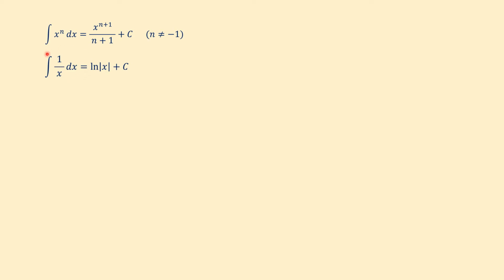Now that we have this formula, we can integrate also x to the negative 1. And integral of x to the negative 1, or 1 over x, is ln of absolute of x plus c. Maybe you ask yourself why we put absolute around x. Why do we need to put this absolute here?